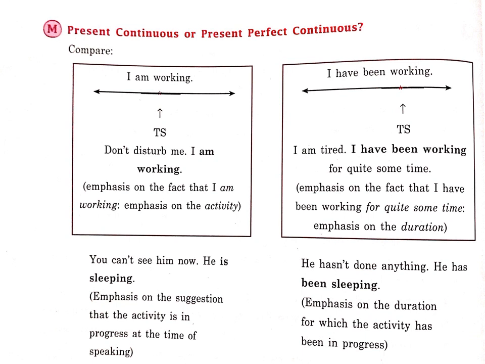Right, let's see next. You can't see him now, he is sleeping. Emphasis on the activity, or the activity is in progress at the time of speaking. Activity is in progress, that's why he is sleeping, you can't see him. And the next sentence: he hasn't done anything, he has been sleeping. Emphasis on the duration for which the activity has been in progress. So what we need to understand: in one we are putting more emphasis on the fact, in the second one we are putting more emphasis on the time. Let's see next.